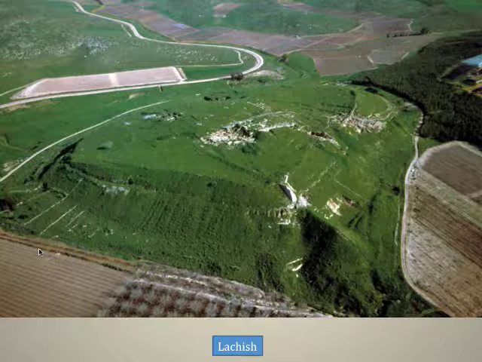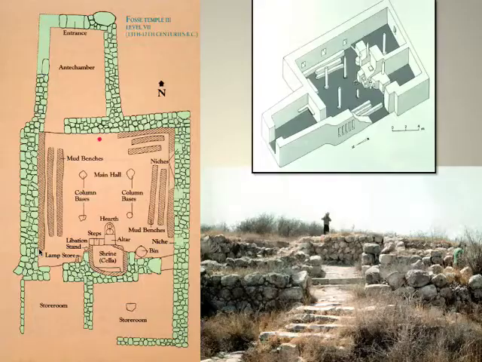Here at the site of Lachish, there was a kind of moat on one side, and in the area of the moat was a temple. It's called the Fosse Temple. Fosse is a word that's sometimes used for an area that's a moat. And you see here a plan and a reconstruction drawing and a view.